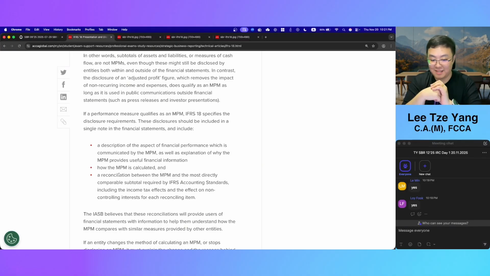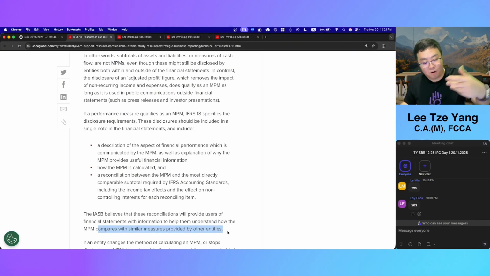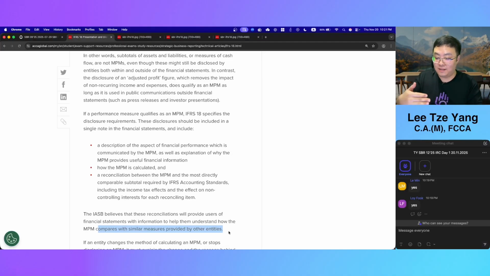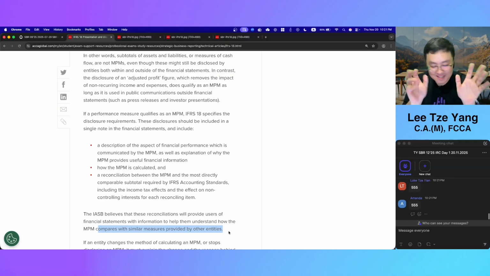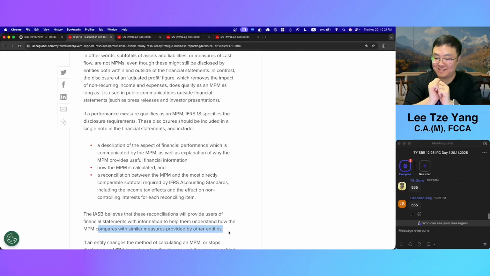That's all. It's actually for understandability purposes, for comparability, because then an entity can compare with other entities. Then relevant because it can help the investor to predict future cash flow. Conceptual framework principles can all apply here already. Everyone understand already? If you understand, you type 555. Can you understand already about this MPM? That's all you need to know. Okay? I hope it's clear. Any question on this? Everyone?